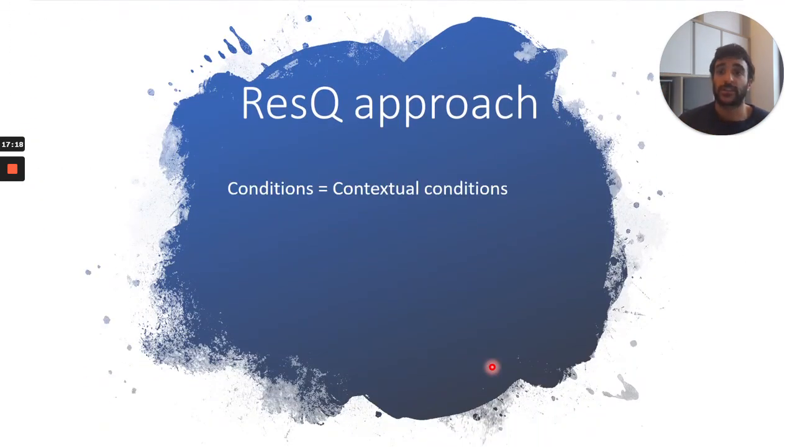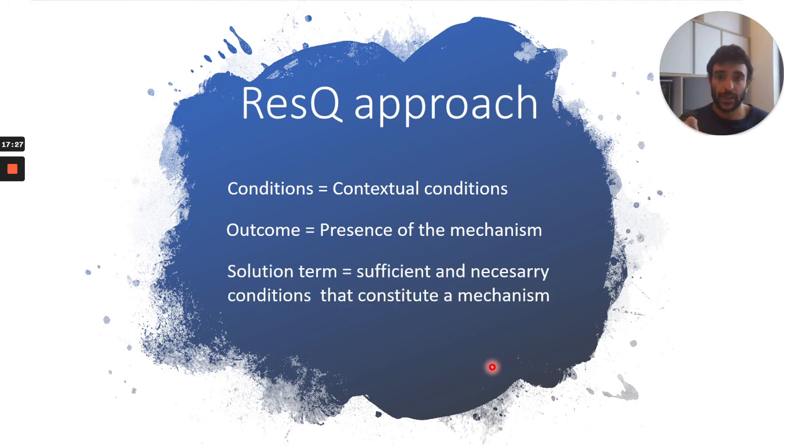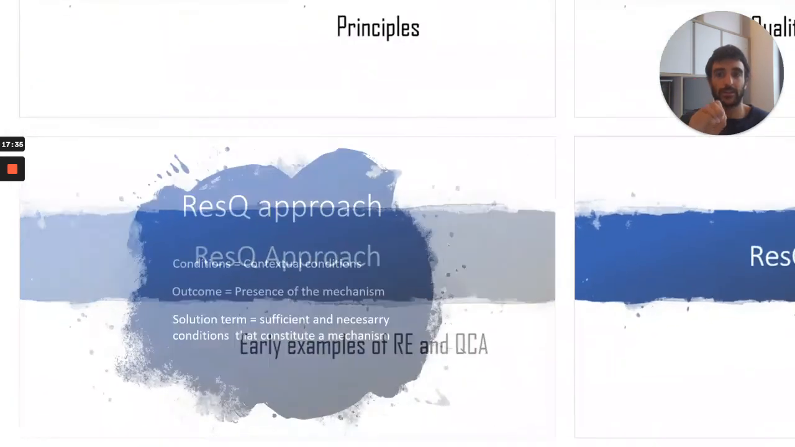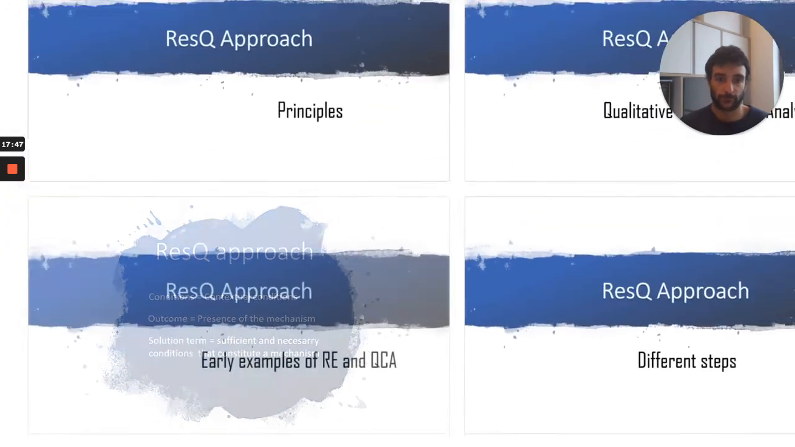The rescue approach takes as conditions the contextual conditions, the C are the conditions, and the outcome is the presence of the mechanisms. So the solution term looks at the sufficient and necessary conditions that constitute a mechanism. And in that way, that solution term will be created and developed into a mechanism concept or a theory around a mechanism that tells us and explains us when, why, and how a mechanism gets triggered.